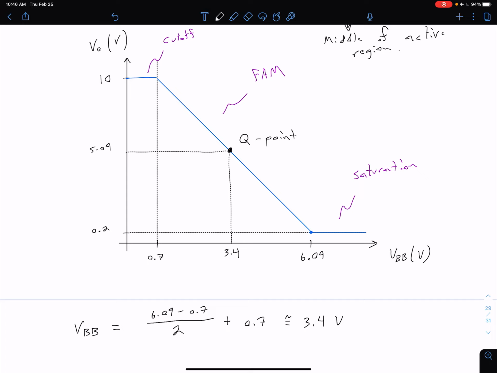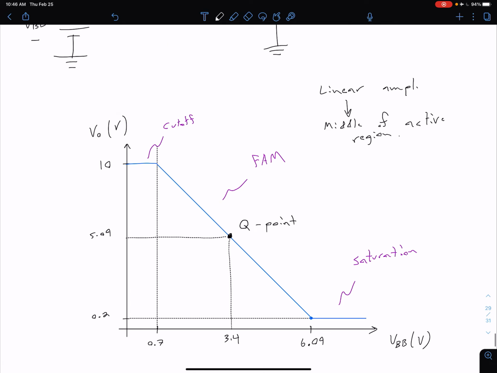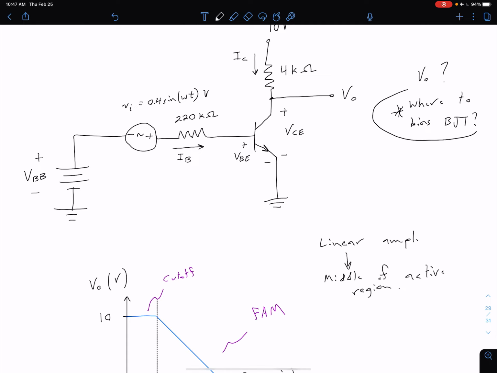So our operating point isn't necessarily in the middle of the load line. Our operating point, or our Q point, is going to be wherever we're operating it at. Ideally, we want it to be in the middle as I've shown it here. Okay, so now we've answered this question of where do we bias the BJT.